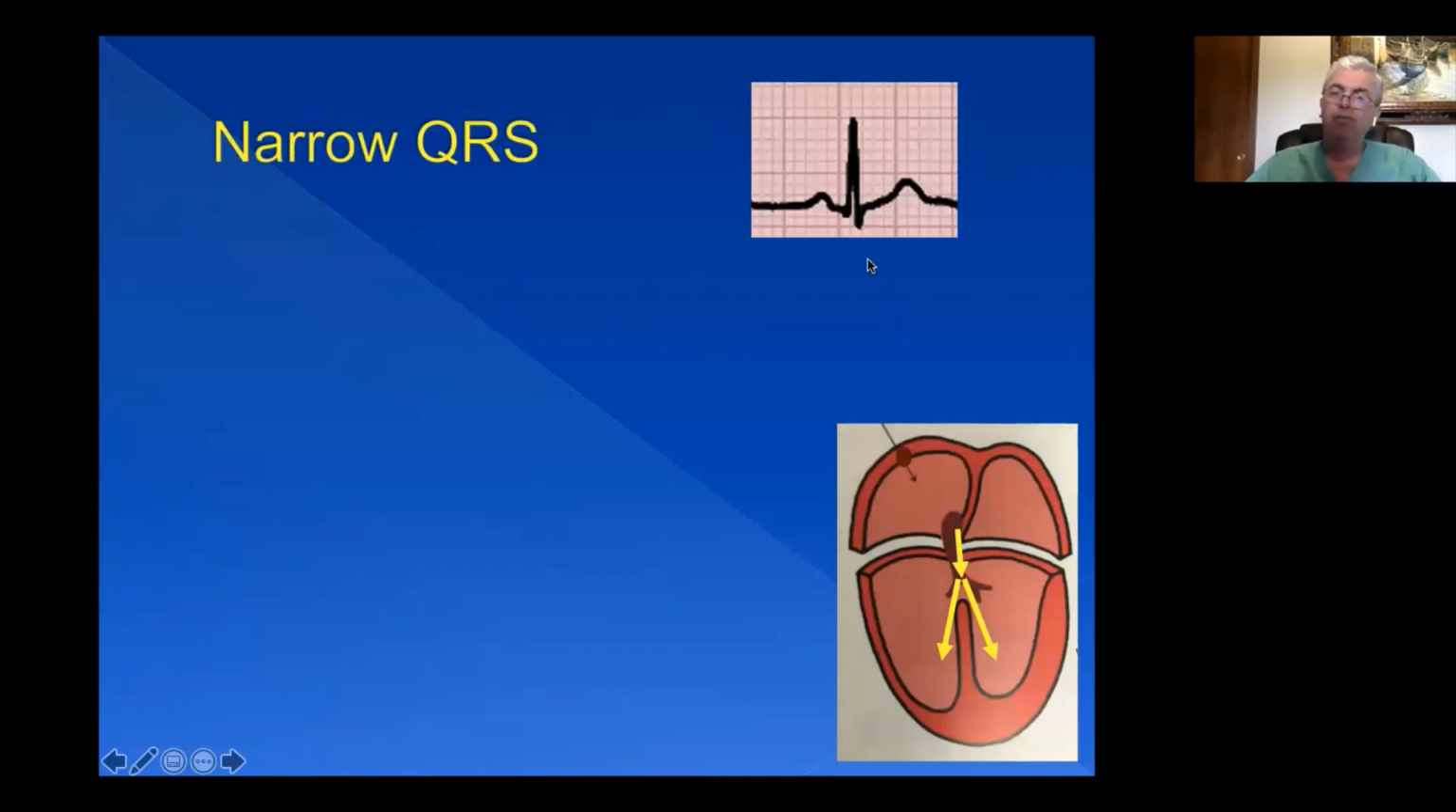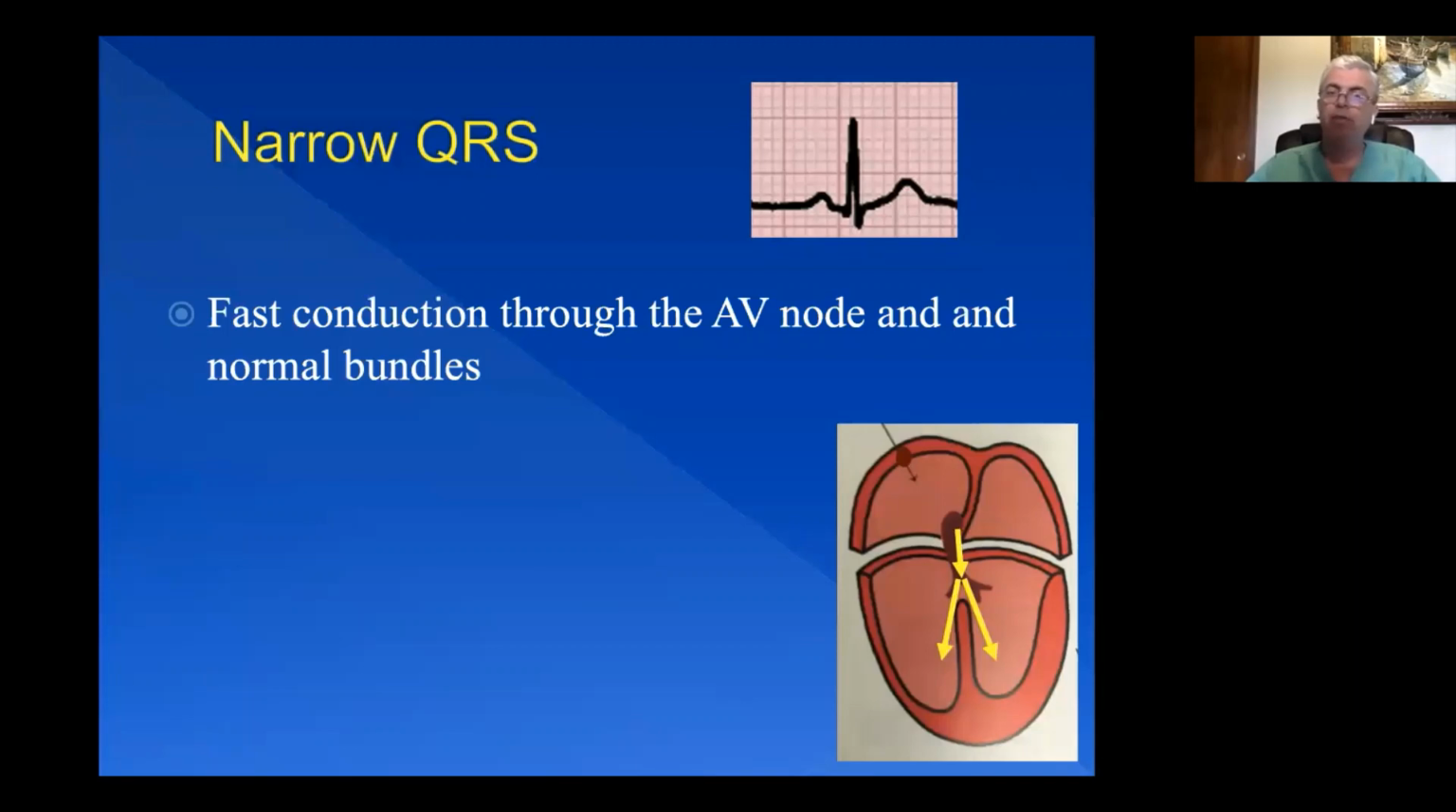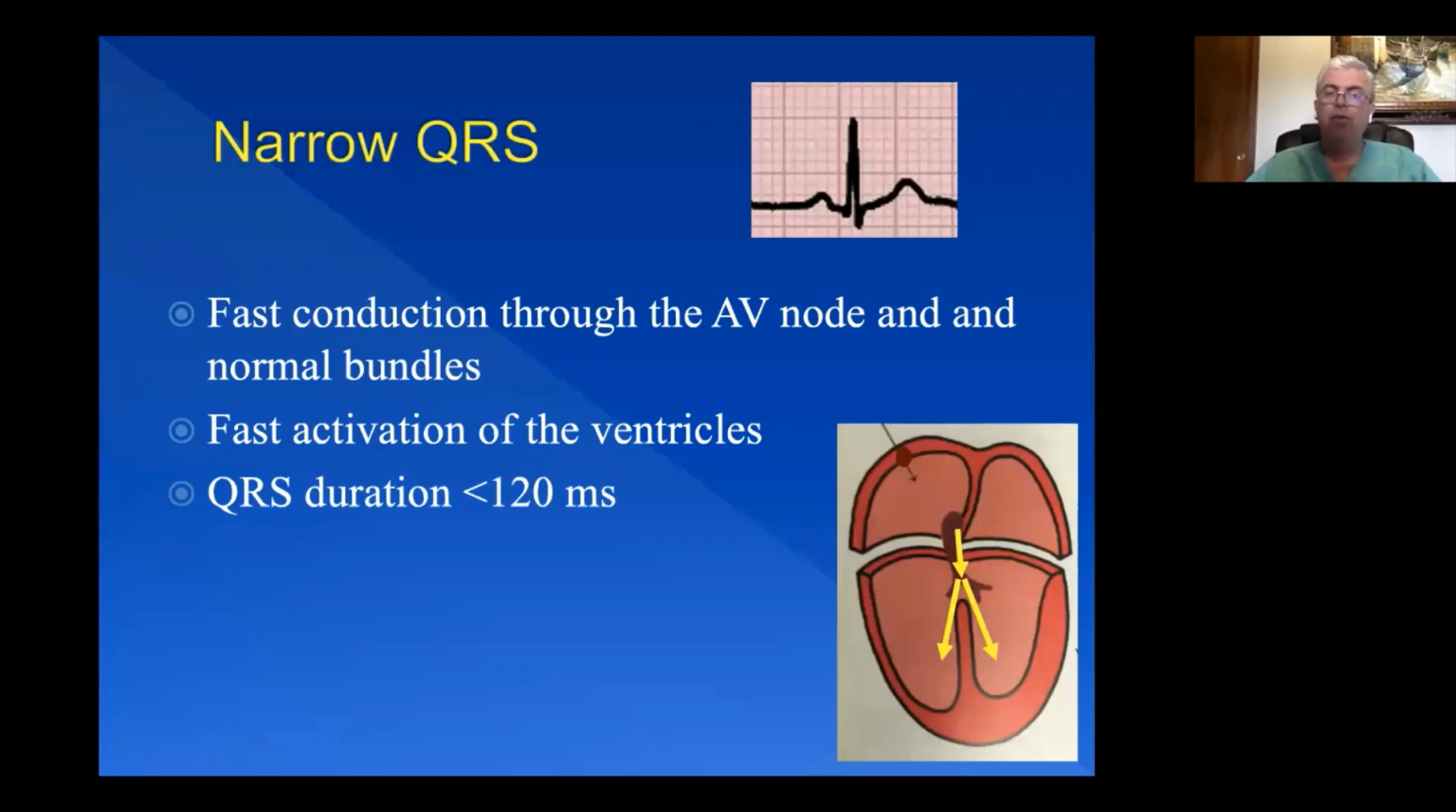To activate the ventricles fast, the impulse has to come down from the AV node area down both bundles very fast. Think of the bundles as a highway. You go really fast down that highway. And to go down both bundles to activate the ventricles at the same time and finish the QRS in a short time, you have to come down from the AV node down both bundles. So with a narrow QRS, you have fast conduction through the AV node and the normal bundles, fast activation of both ventricles, and the QRS duration is certainly less than 120 millisecond. Normal is 100 or less. Again, less than 120 is still considered narrow for all practical purposes.